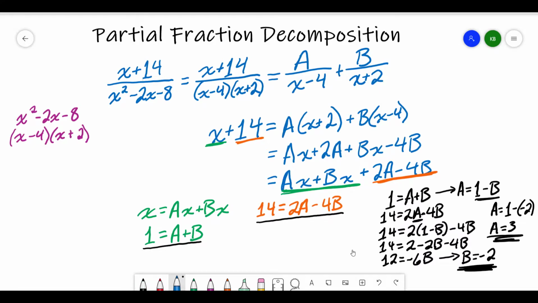So now I know, going back to my original equation, that this is actually equal to 3 over x minus 4 plus minus 2 over x plus 2. Alternatively, you could put the negative that's in the numerator, where the b is, down and have it be minus the fraction 2 over x plus 2. Either way is correct. So that is my partial fraction decomposition. And now that's a much nicer setup to do calculus techniques with.